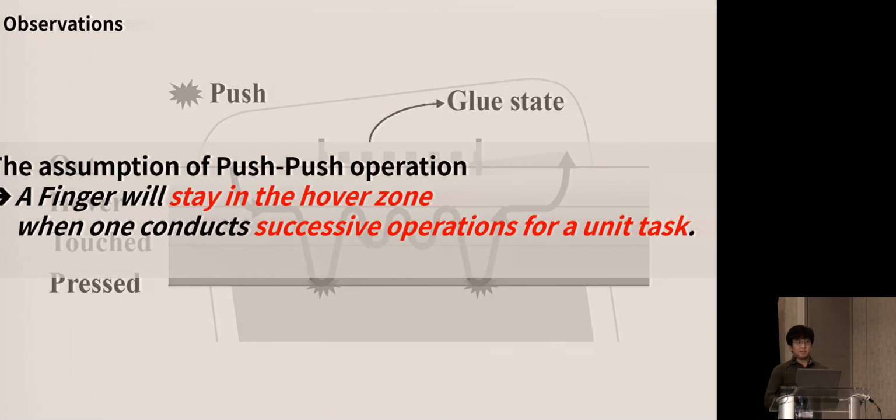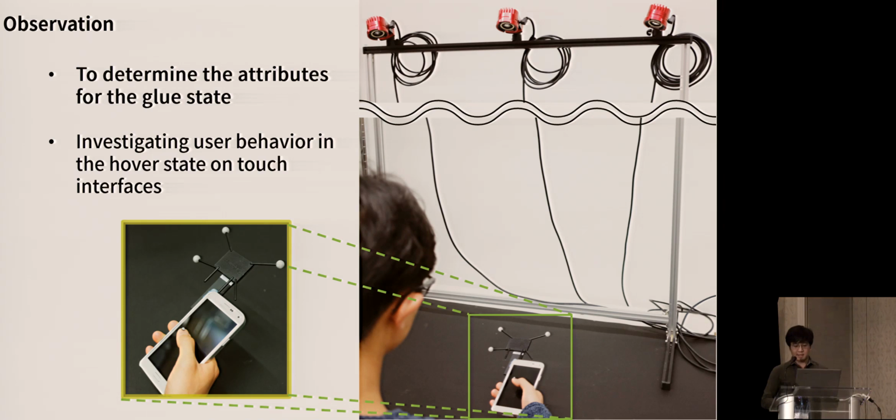Actually, push-push has an assumption that a finger will stay in the hover zone when one conducts successive touches for a unit task. Let's imagine the finger movement while you're repeating scrolling gestures to navigate web pages. And we conducted an observational study to determine the attributes for the hover state.